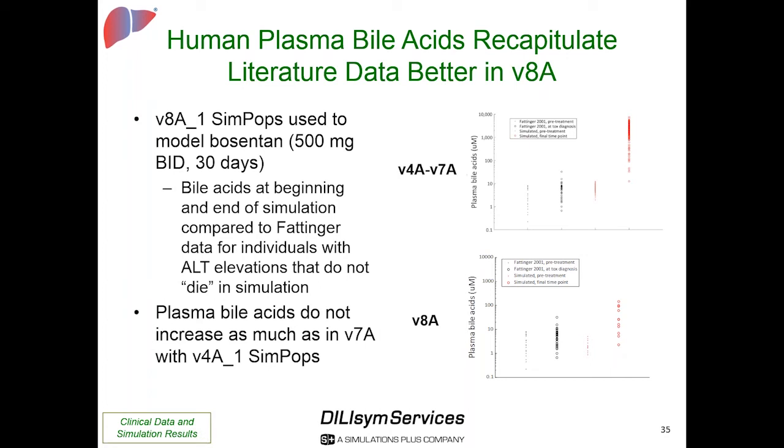So, yes, it was Bosentan, given over 30 days. So, this improved the human plasma bile acid model.